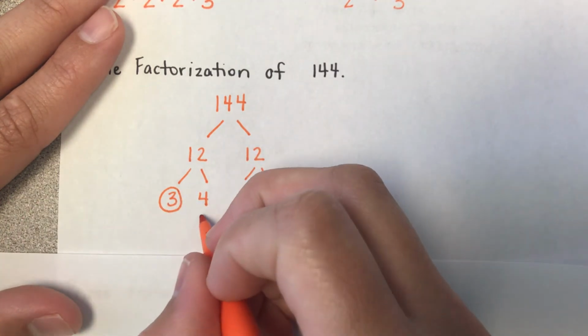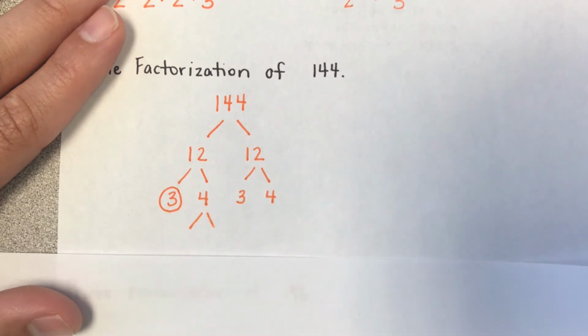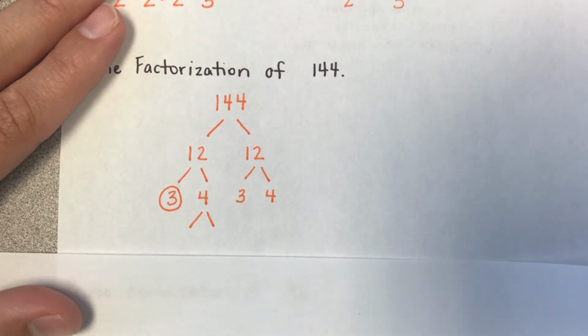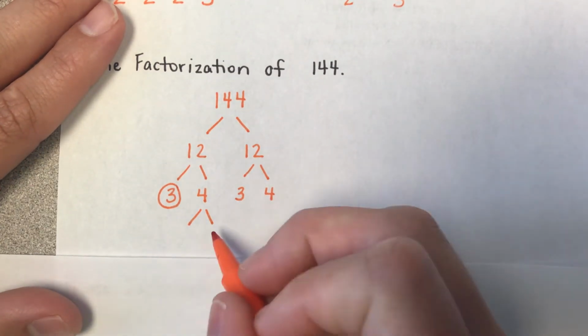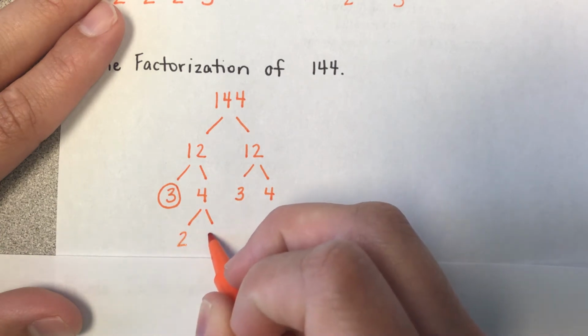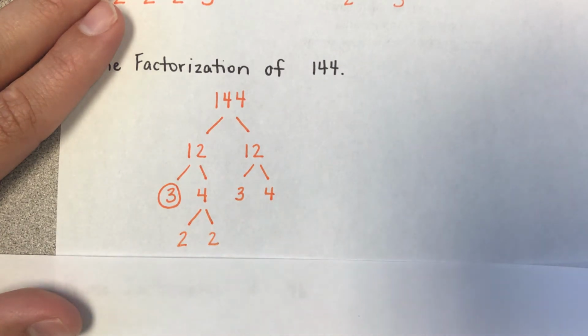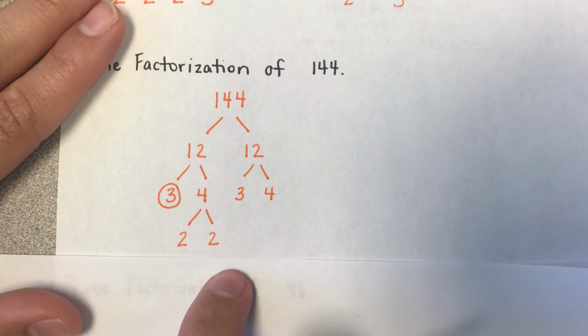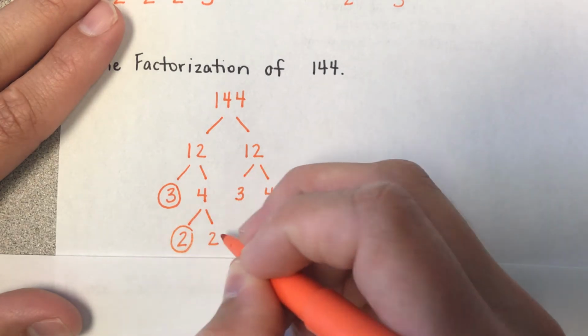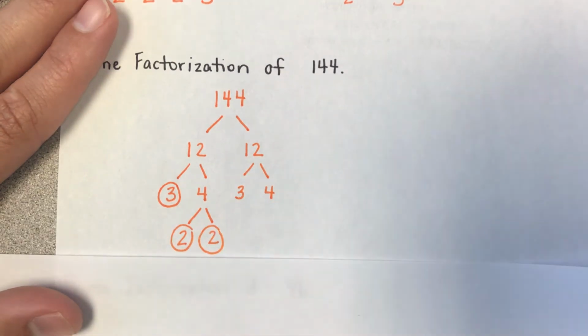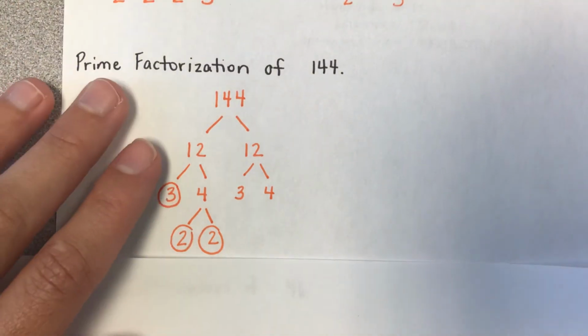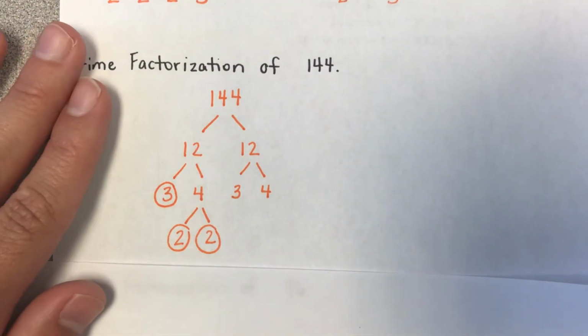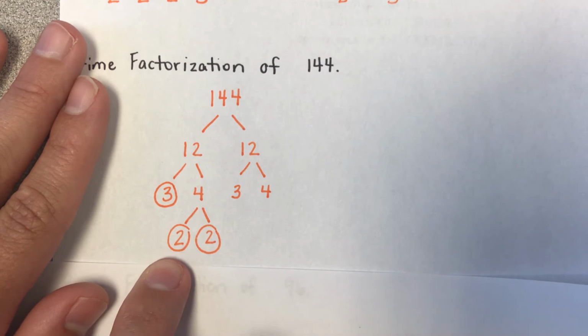Okay, 4 is not prime, so it can be broken down. That would be 2 and 2. Okay, 2 is prime, so I'm going to circle it. This whole branch over here is done. Everything's circled. There's nothing else to be broken down, because think about it, if you break down 2, I'm going to break it down to 1 and 2, and that doesn't really help me any.